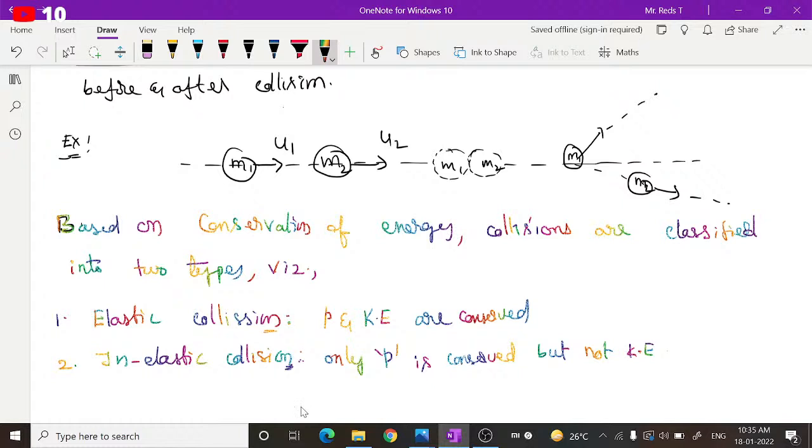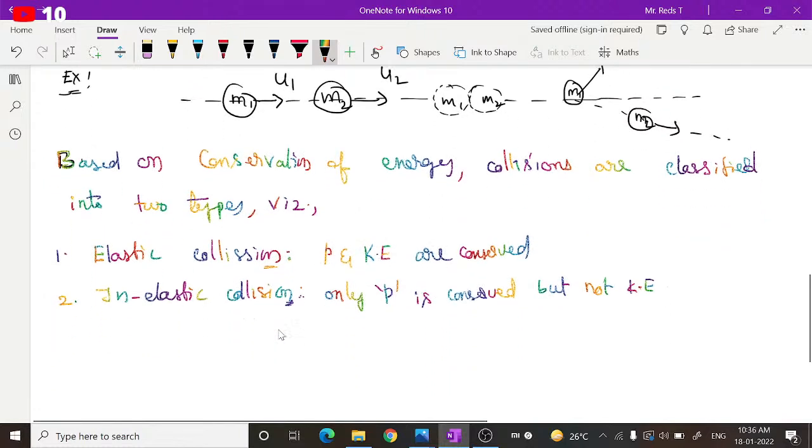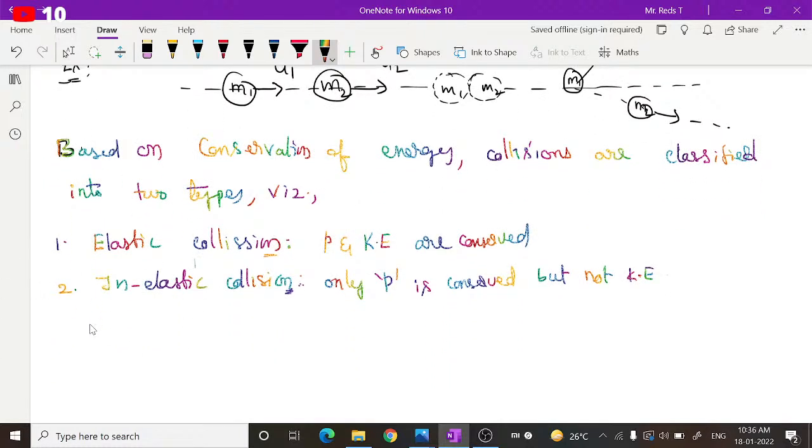Right? This elastic collision may be one dimensional, two dimensional or three dimensional. Similarly, inelastic collision may be one dimensional, two dimensional or three dimensional. So this is how we can interrelate elastic collisions with one-dimensional and two-dimensional collisions also. Elastic collision may be 1D, head-on collision or oblique collision. Inelastic collision also may be 1D collision or oblique collision, right? So let us see now a few examples for these elastic collisions.